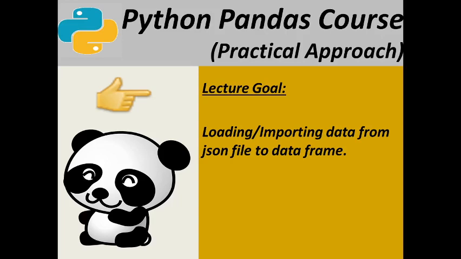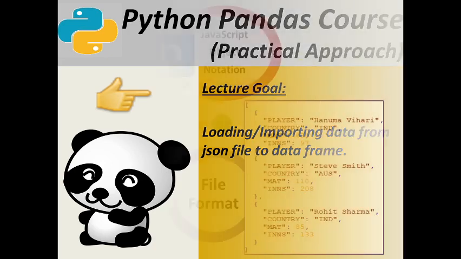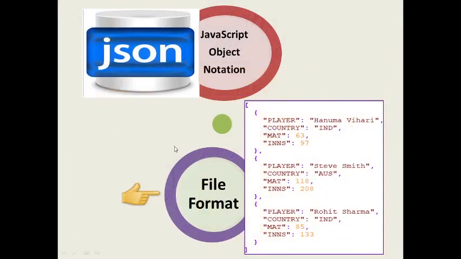Hi, my name is Pooja Pokhriyal, and in today's lecture I am going to show you how to load or import data from a JSON file to a DataFrame. JSON stands for JavaScript Object Notation. It is a file that stores simple data structures and objects in JavaScript Object Notation. It is basically used for transmitting data between a web application and a server.